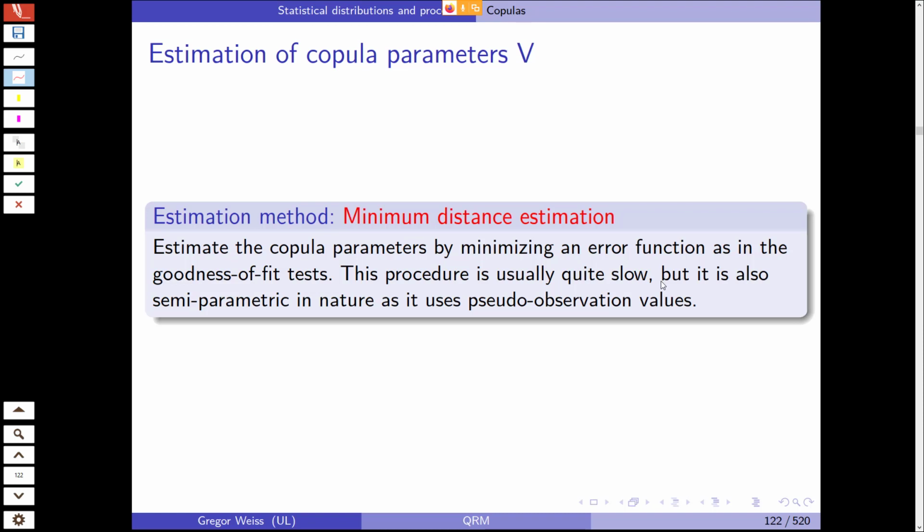Finally, you can also do minimum distance estimation, which is completely different. You look at an error function, an estimation error between your copula model and your data set, and then you estimate the parameters by minimizing this error function. It's usually quite small, semi-parametric in nature, also uses pseudo observations, probably not your best choice, although it could be in higher dimensions.